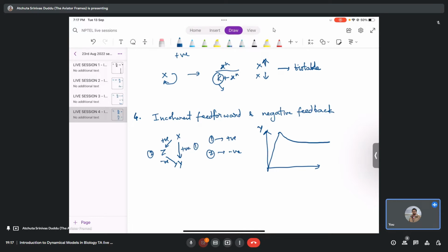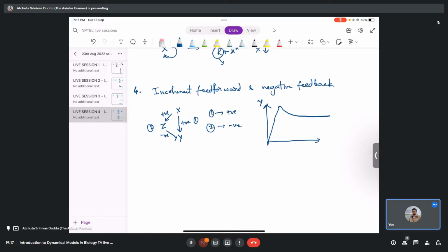And coming to the adaptive part of it, let's say after Y reaches a steady state, we increase X again. That would imply Y, after settling to a steady state, again, when you change X, gives a spike proportional to that, and then again settles down. So that is what is meant by adaptive behavior.